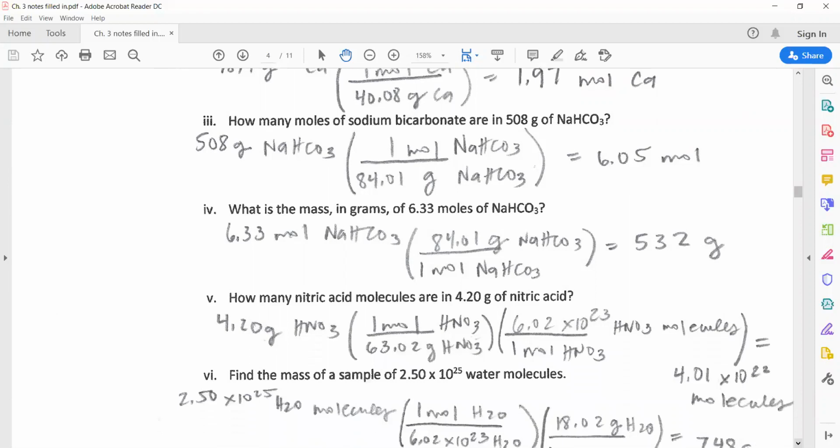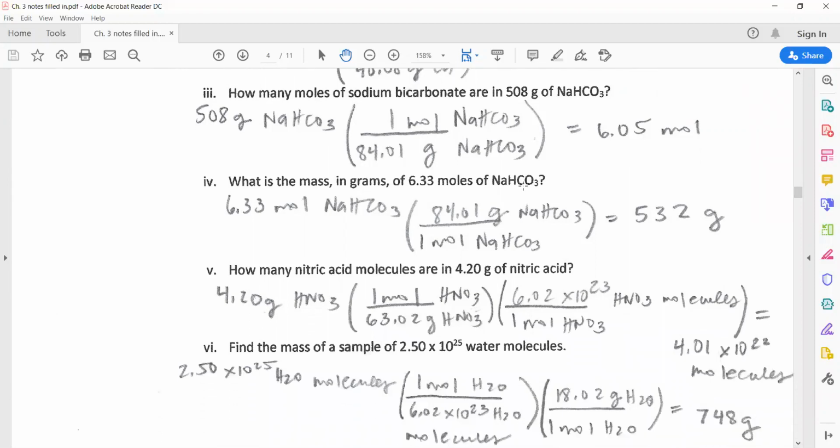What is the mass in grams of 6.33 moles of sodium bicarbonate? So we've got our moles this time. Moles goes to the bottom and molar mass comes to the top with grams. So we multiply in this scenario. So be sure to always set this up to show your work, and it'll help you to decide whether to multiply or divide by the molar mass.